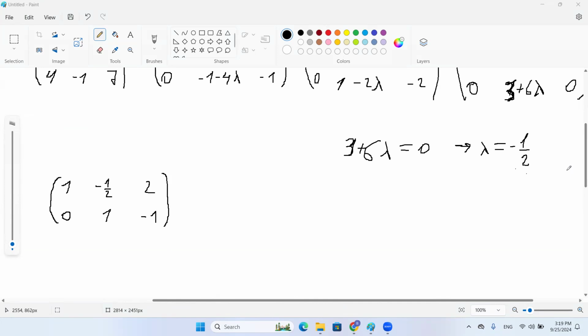So let's solve this system. So how will it look like? So x1 minus 1 second x2 plus 2 x3 equals 0, and x2 minus x3 equals 0. So who can answer?